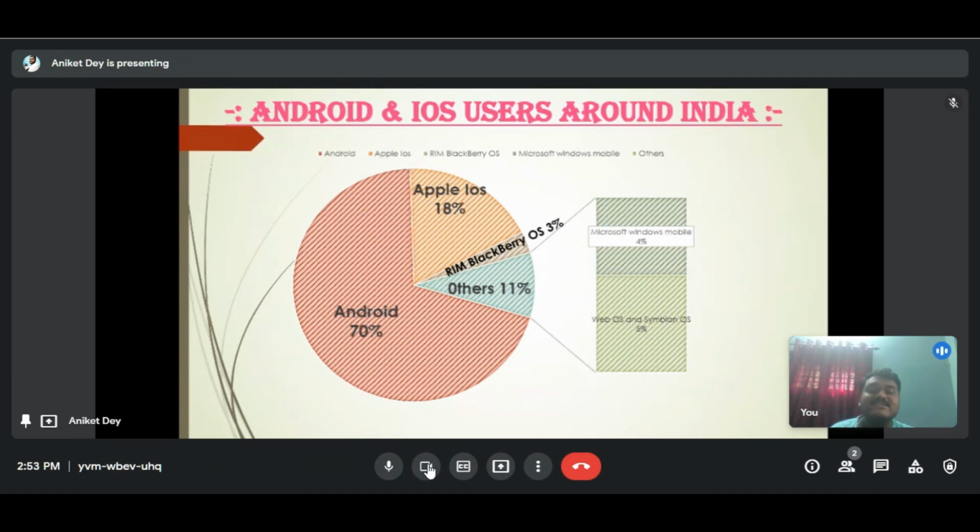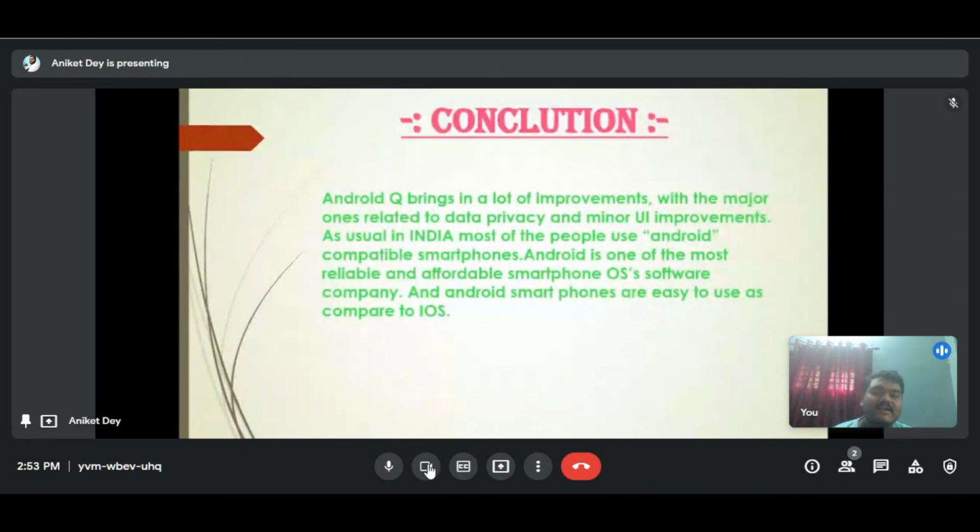So here comes the conclusion part. Android Q brings a lot of improvement with its major facilities, and also data privacy and data security in minor UI environments. As usual in India, most people use Android because those are user friendly, low cost, and you don't need to know rocket science to use them. And that's why Android phones are the most selling and most usable phones in India.